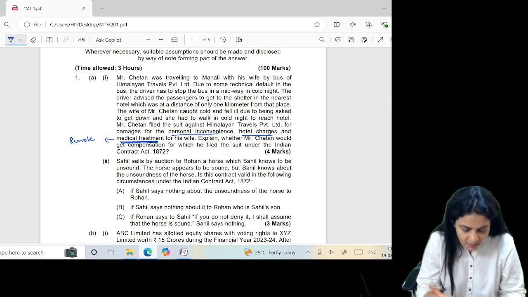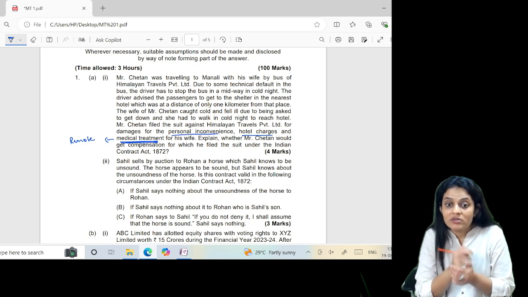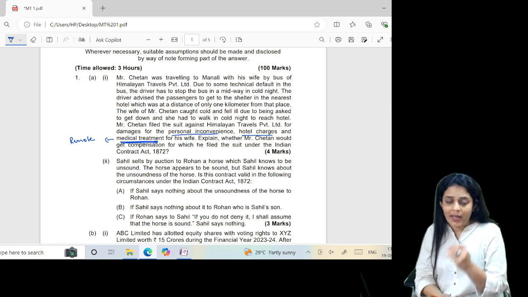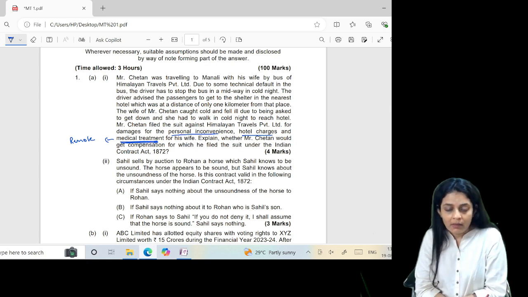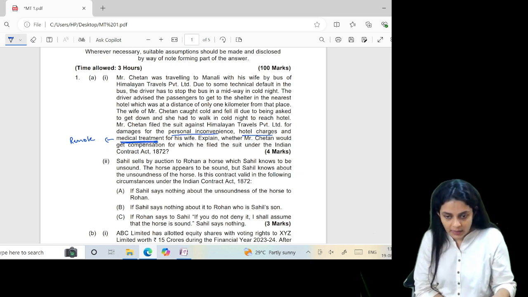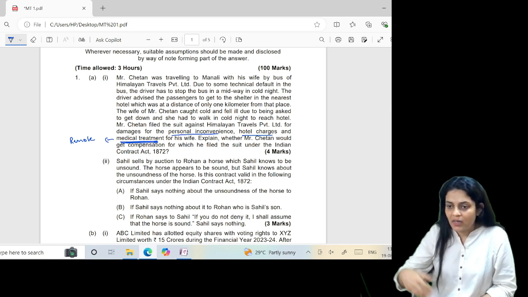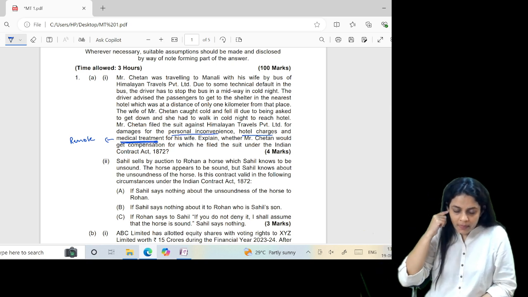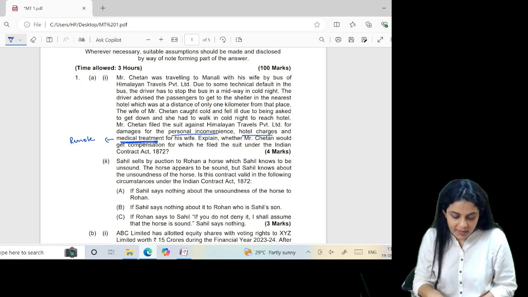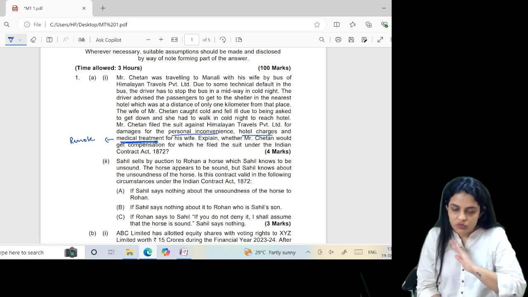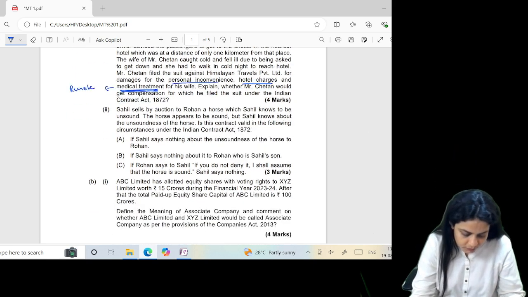Remote damages can never be claimed. Special damages can be claimed when there is a notice. Ordinary damage which arose naturally can be claimed, and remote damages can never be claimed. Here, what was the ordinary damage that the parties suffered? They had to book a hotel room, and the personal inconvenience they can claim as ordinary damage. But medical treatment is a remote damage which cannot be claimed.